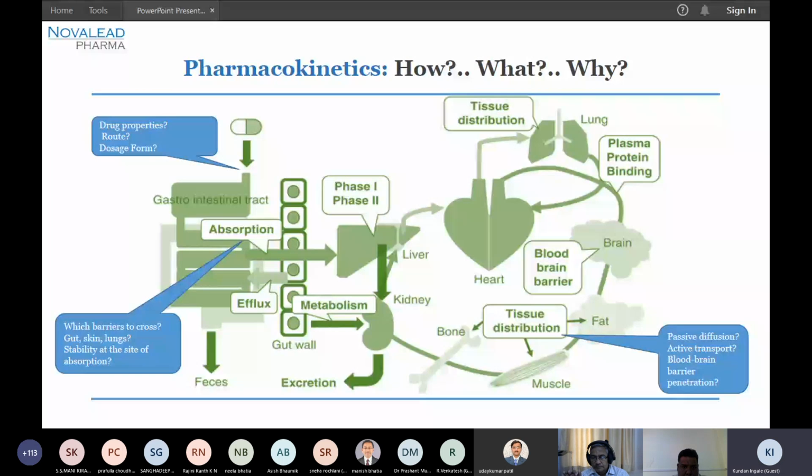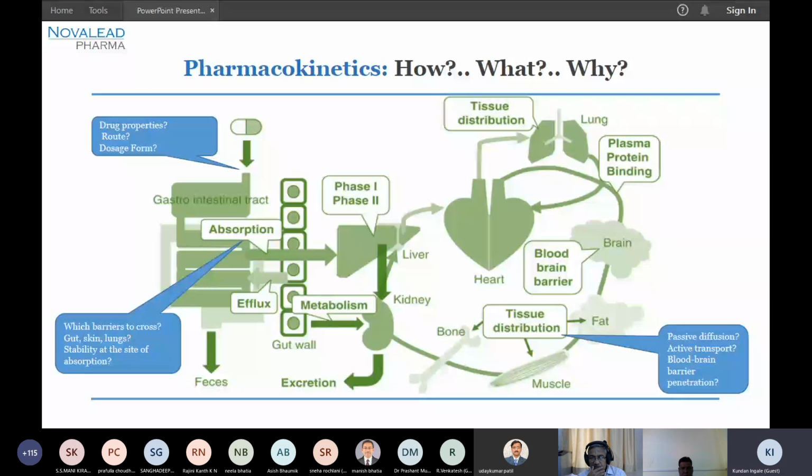It gets metabolized in different organs like the liver and kidneys, and finally through the kidneys or maybe other routes of excretion, it will get excreted from the body. Now, across these different stages where the drug travels from its site of administration to the site of action, there are different processes which go on.